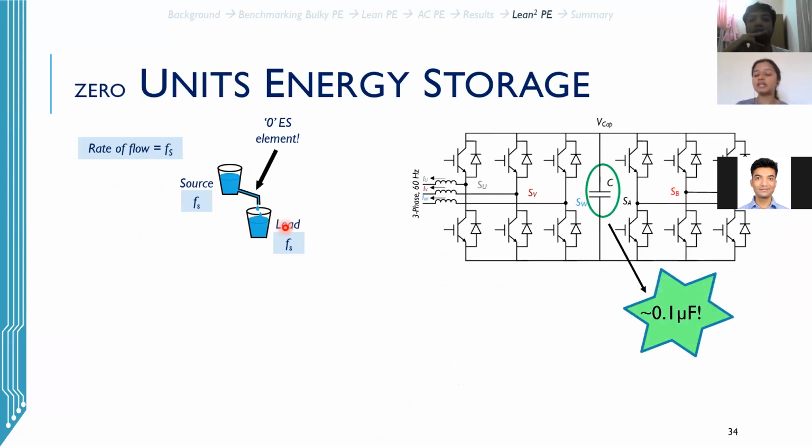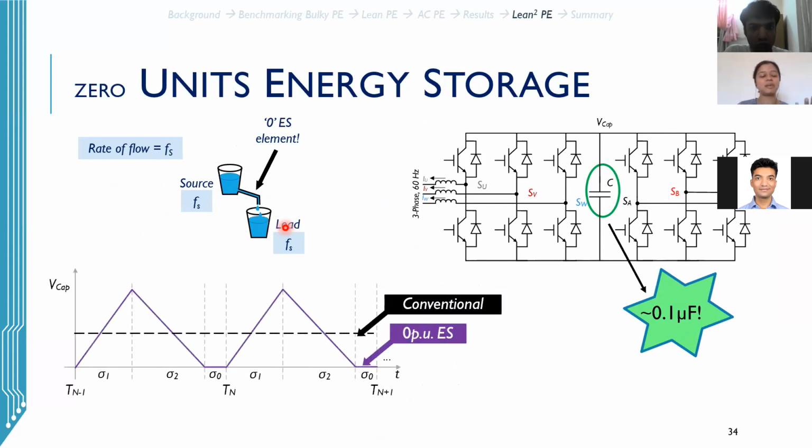So the advantage is that for this particular situation, we need less than, say, fractions of microfarads of capacitor, and the capacitor voltage looks like this, wherein as opposed to conventional cases wherein there's a straight line, we charge and discharge the capacitor at the end of every high frequency switching cycle.